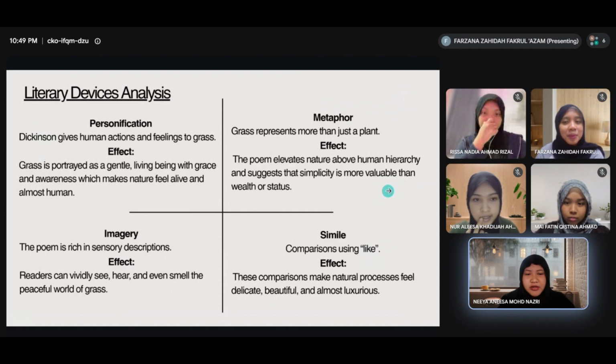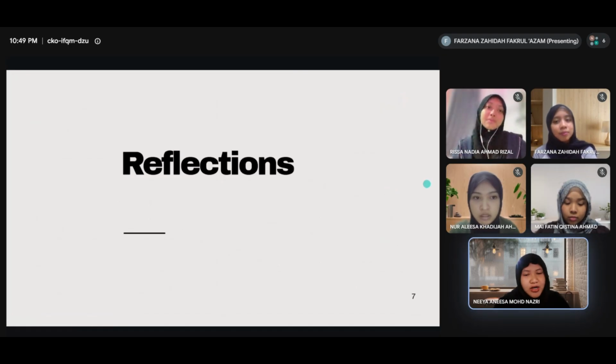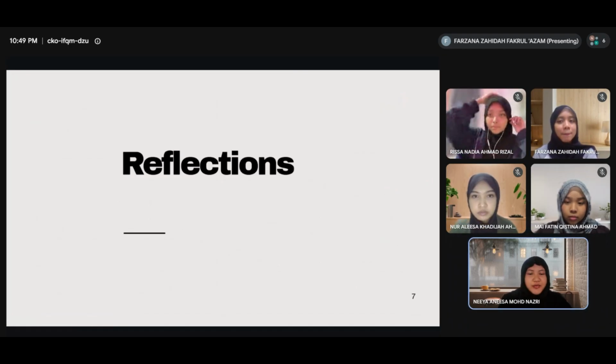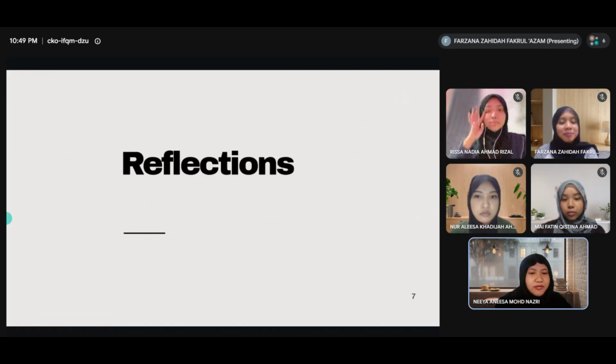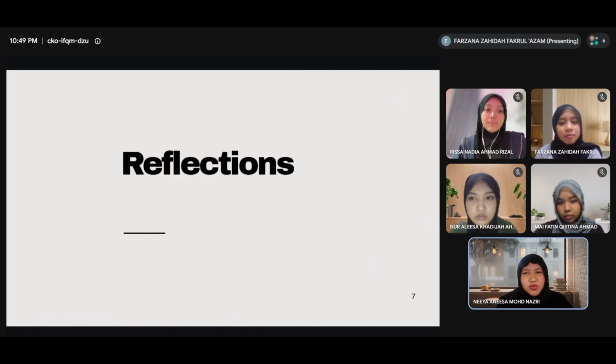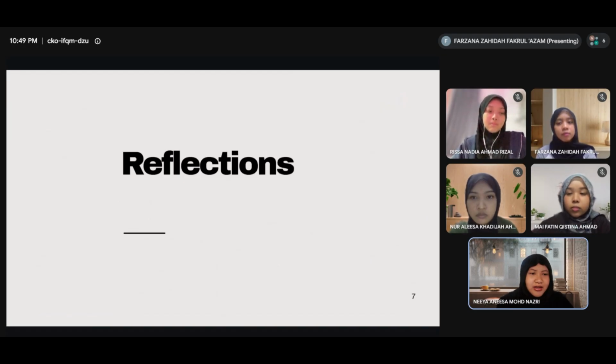Okay, so now we will be moving on to our reflections. So I will begin first. I think this project taught me that poetry translation is not only about language, but also understanding literary elements and conveying emotions effectively. Because poems are art, and the author has a certain message that they want to bring.